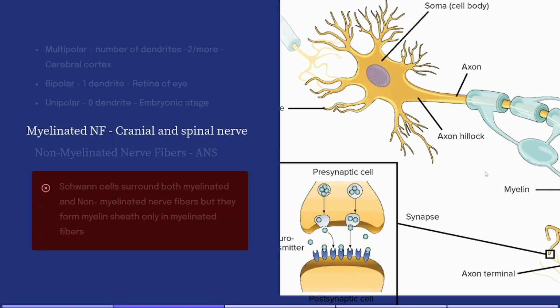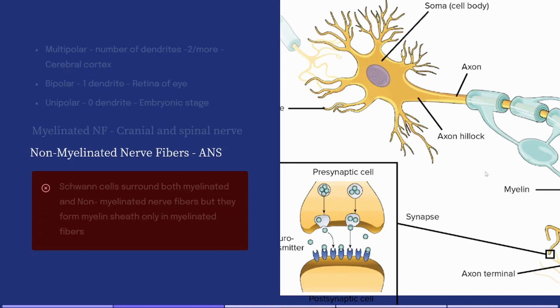Next, nerve cells can also be distinguished based on the presence of myelin sheath. So there are myelinated nerve fibers, which are present in cranial and spinal nerves, and non-myelinated nerve fibers, which are present in the autonomic nervous system. We will look into this later.